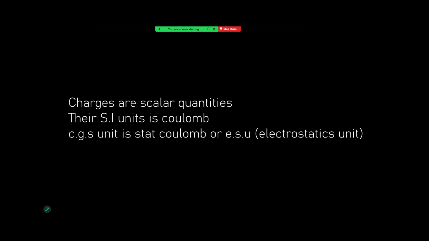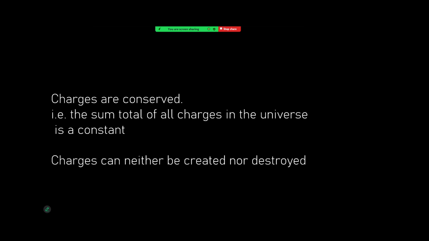Charges are scalar quantities. Their SI unit is the Coulomb. The CGS unit is the stat Coulomb, or we call it the electrostatic unit, ESU. Charges are conserved, that is the sum total of charges in this universe is a constant. So charges can neither be created nor destroyed. This is an important property which we will be covering when we do current electricity.